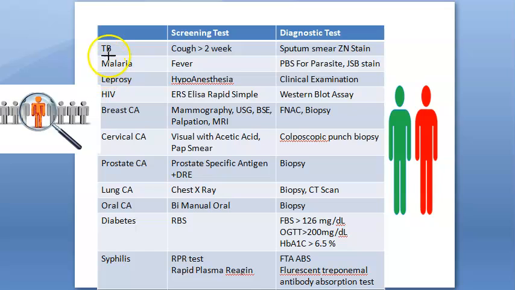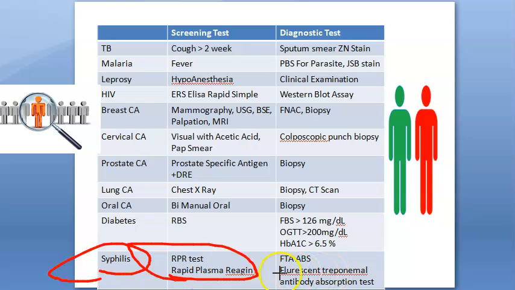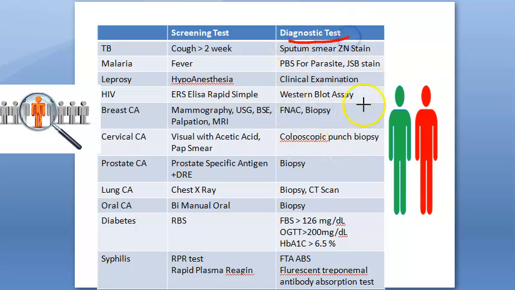Guys, look at some examples of screening test and diagnostic test. Like for TB, we told you, right? Greater than 2 week cough, and diagnostic will be Ziehl-Neelsen stain, acid-fast staining. Now, for syphilis, guys, there is something called rapid plasma reagin. And for diagnosis, you have FTA-ABS, that is fluorescent treponemal antibody absorption test. This is a treponemal test, so that is why it is more specific, right? So it's a diagnostic test for syphilis. Anyway, syphilis we don't have much now.